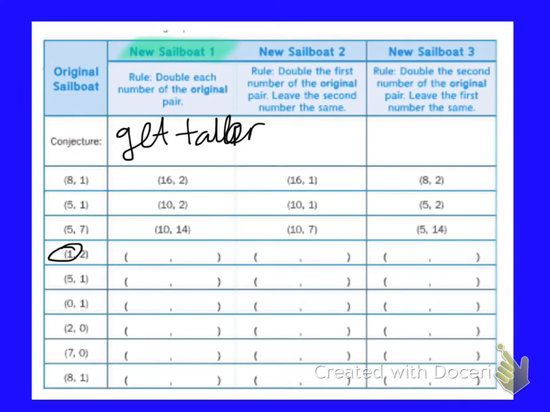So I'm going to start with 1. 1 times 2 is 2. 2 times 2 is 4. Okay, 5 times 2 is 10. 1 times 2 is 2. You're going to finish this column.